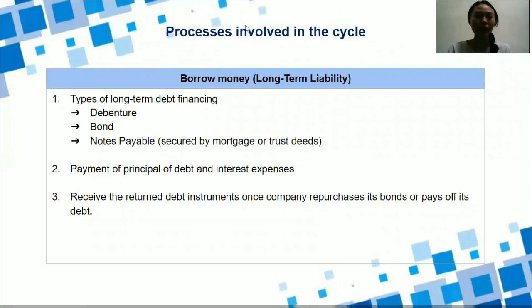Here I already put in three processes which are involved in this cycle. Normally when a company issues long-term liability, they will choose to issue three types of financial instrument. The first one is debenture, bond, and notes payable. After they choose which one to issue, they will need to pay off the principal and also the interest expenses. For example, after 3 to 4 years, after they pay off all the principal and the interest expenses, they will receive the debt instrument back from the lenders.